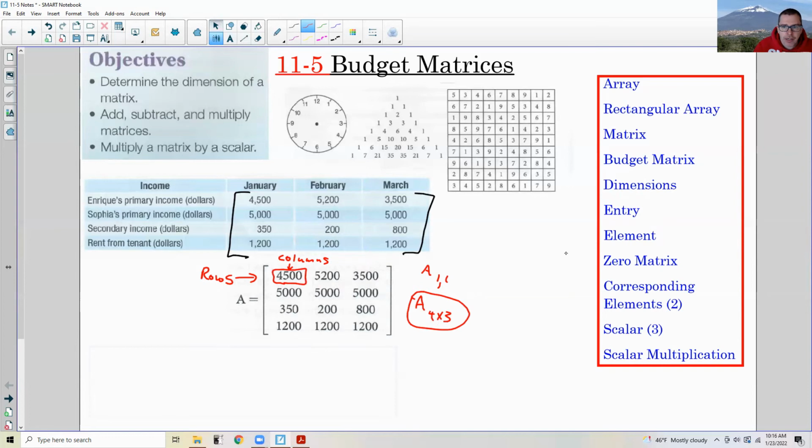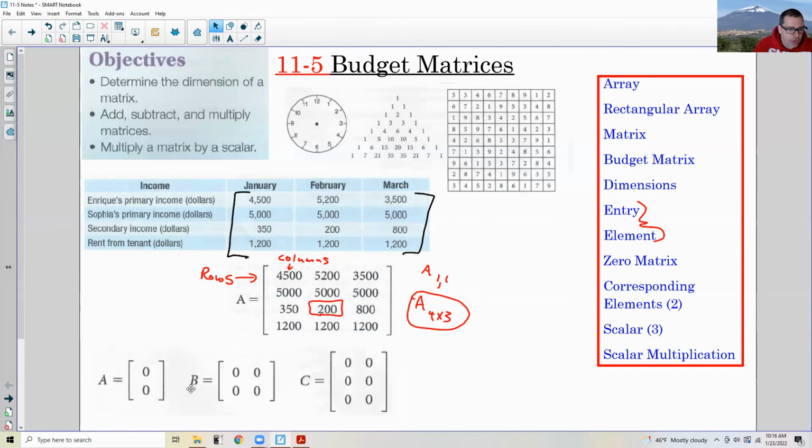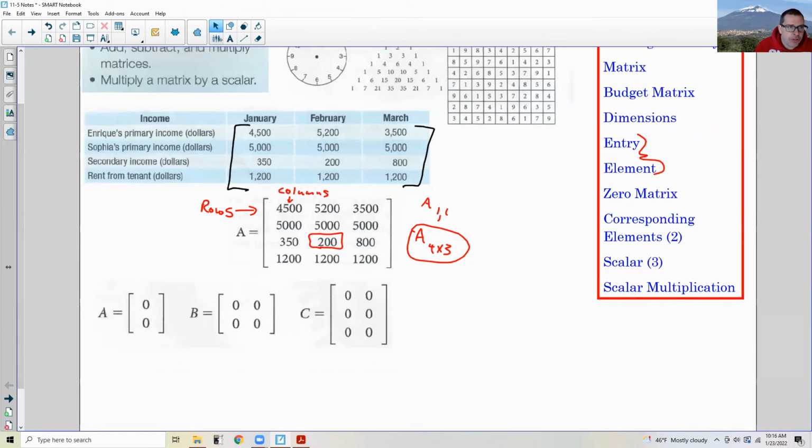So then if I went to any entry or element, that is anything in here. If I move this box down to here, that'd be row 1, 2, 3, and then over to column 2. So that is position 3, comma 2. Okay, fairly simple. And so each one of these is considered an entry or an element. So these two things really mean the same thing. And then a zero matrix is a matrix that just has zeros in it. Here are 3 matrices, A, B, and C, and they're all zero matrices.